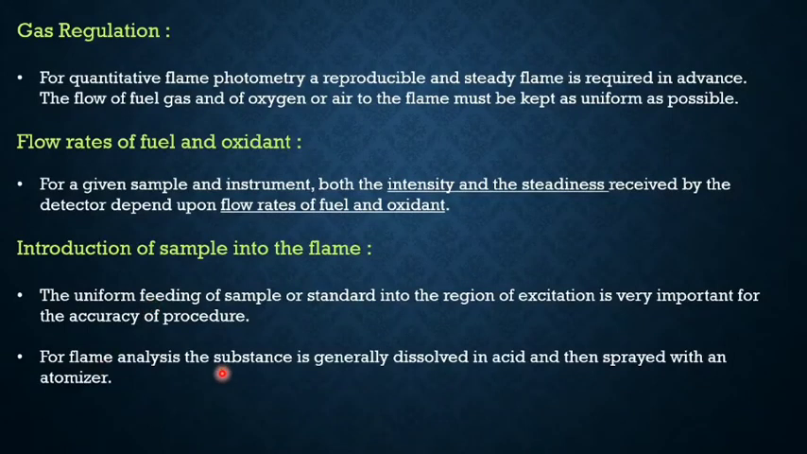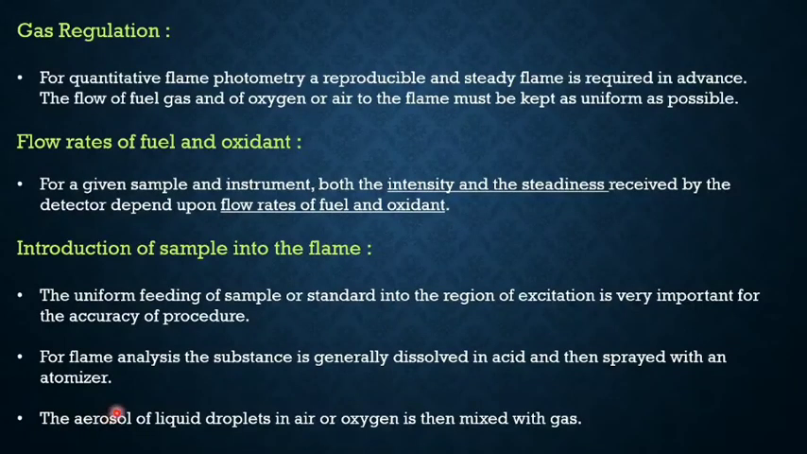For flame analysis, the substance is generally dissolved in acid, and then that solution is sprayed with an atomizer. So the sample solution goes into the flame in the form of mist. The aerosol of liquid droplets in air or oxygen is then mixed with gas. These droplets are then mixed with fuel and oxidant into the flame.